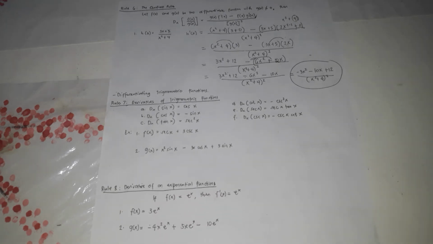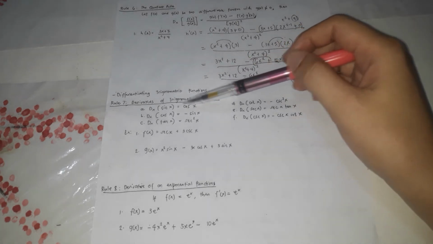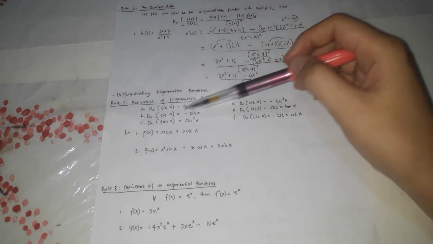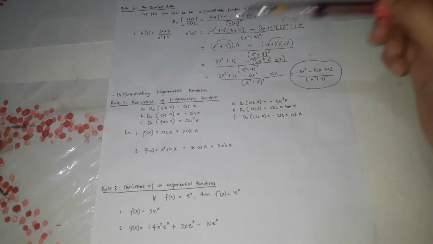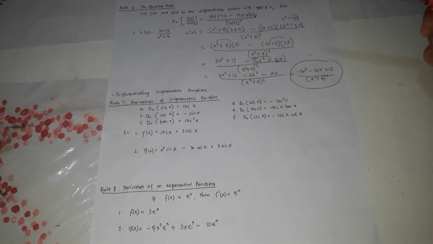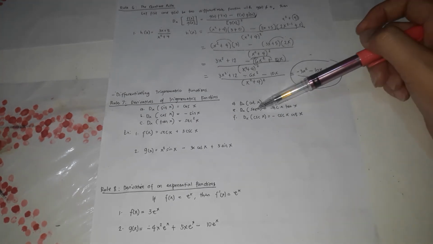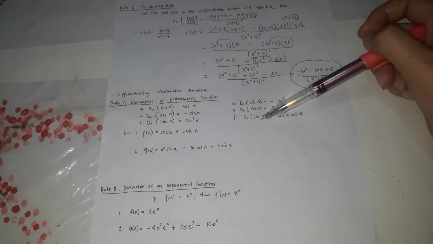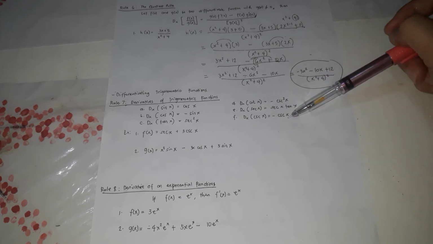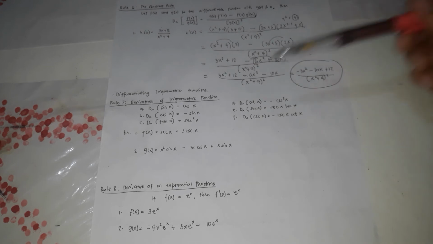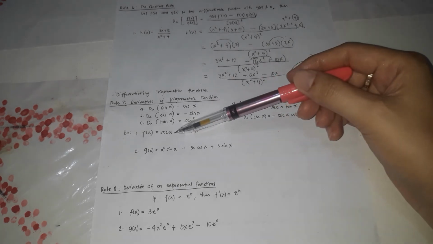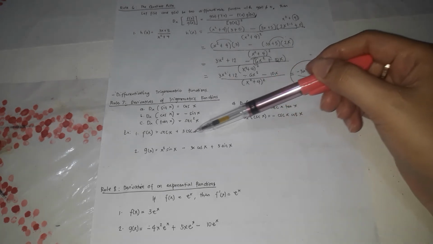Next is differentiating trigonometric functions. All you have to do is familiarize yourself with these. The derivative of sine x is cosine x, the derivative of cosine x is negative sine x, the derivative of tangent x is secant squared x, the derivative of cotangent x is negative cosecant squared x, the derivative of secant is this one, the derivative of cosecant is this one. So number 1, f of x is equal to secant x plus 3 cosecant x.